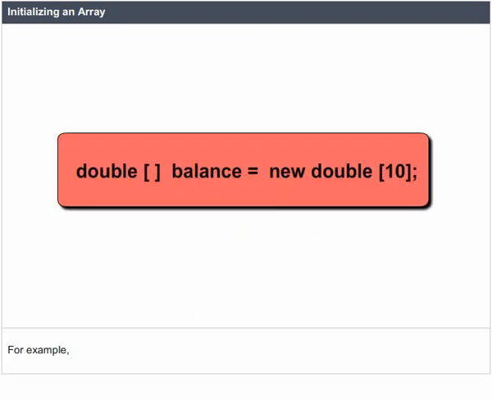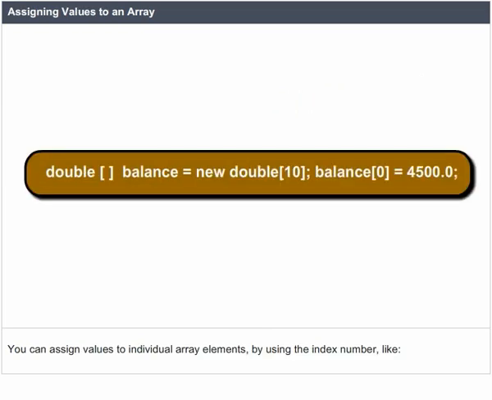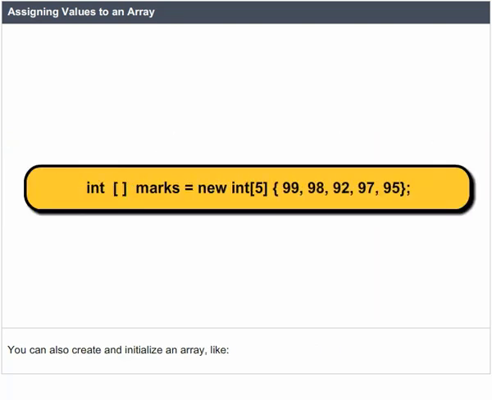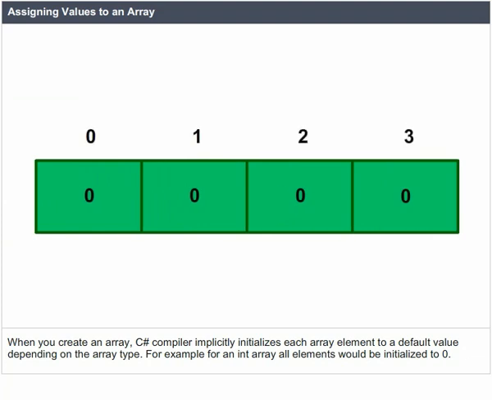Assigning values to an array. You can assign values to individual array elements by using the index number, like so. You can assign values to the array at the time of declaration, like so. You can also create and initialize an array like this. When you create an array, the C# compiler implicitly initializes each array element to a default value depending on the array type. For example, for an int array, all elements will be initialized to 0.